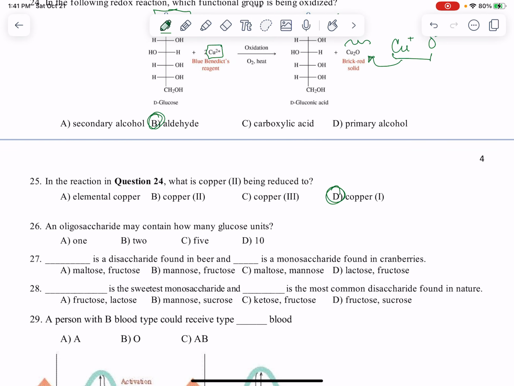26, in an oligosaccharide, how many glucose units? This is a little bit of a memorization. Remember that you've got monosaccharides and disaccharides, and oligosaccharides contain anywhere from 3 to 9, and then you've got another word for 10 or more, you call poly. And so the answer there is 5. That's in that range.